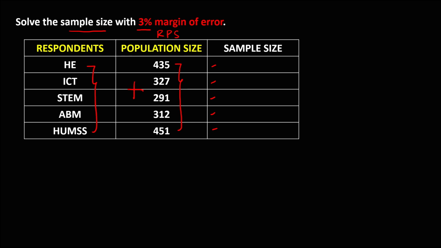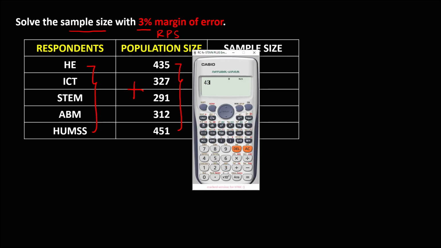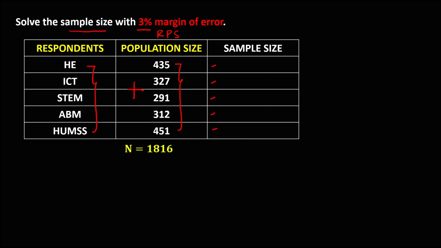all these numbers. So we have 435, then plus 327, then plus 291, plus 312, then plus 451 equals, so the total population size is 1816. Then to find the total sample size using Slovin's formula, so n is the sample size.